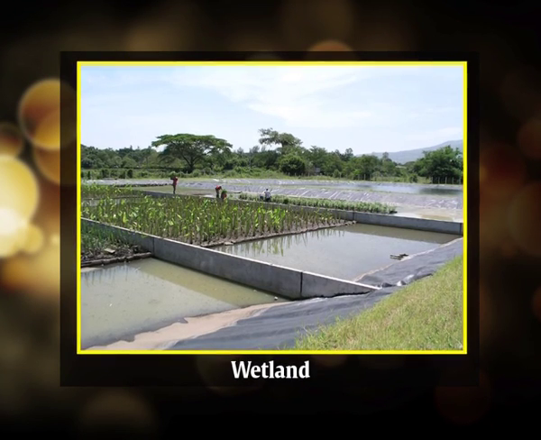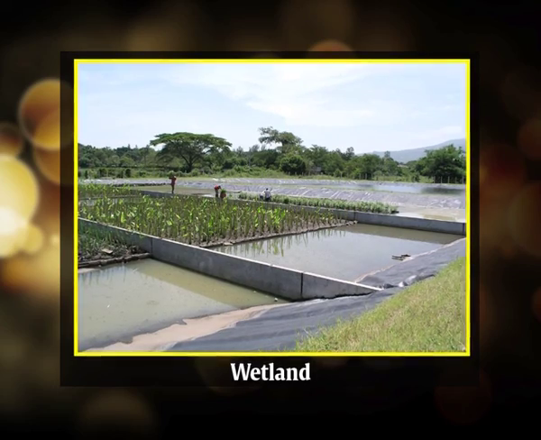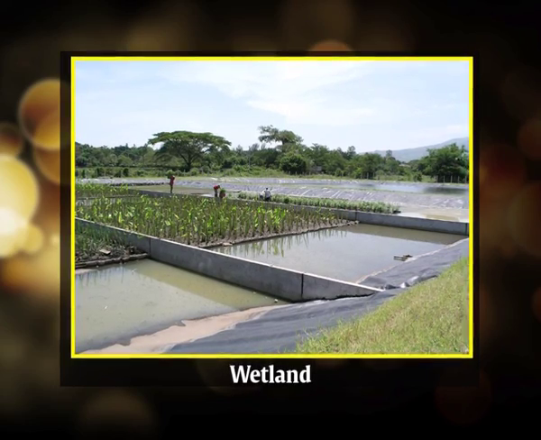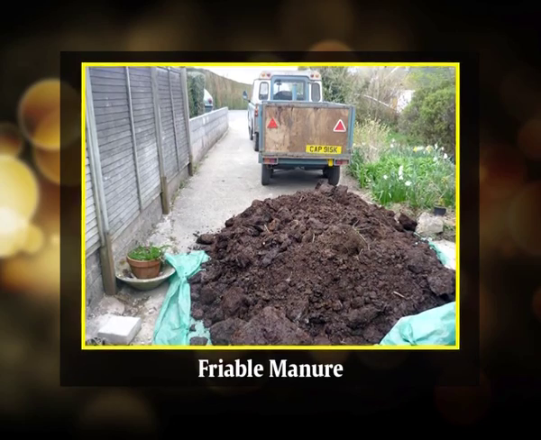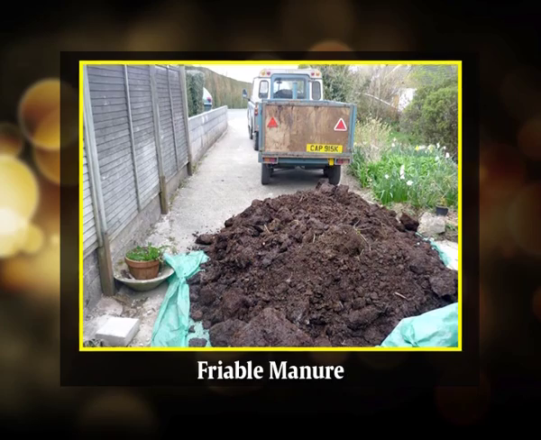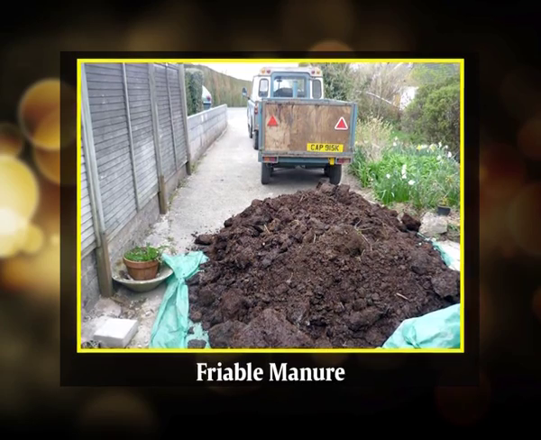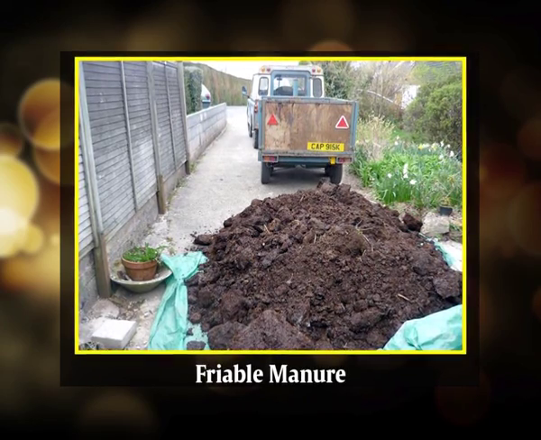Constructed wetlands are sometimes used to facilitate treatment of animal wastes. Some animal slurries are treated by mixing with straw and composted at high temperature to produce a bacteriologically sterile and friable manure for soil improvement.